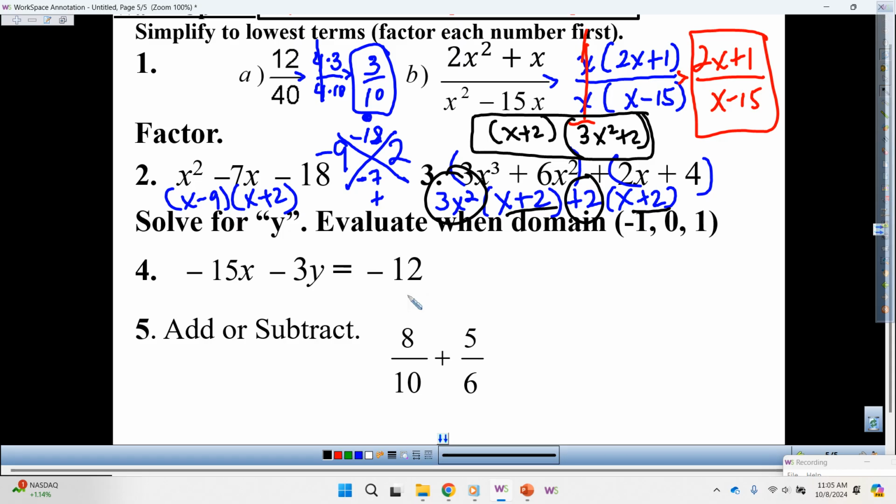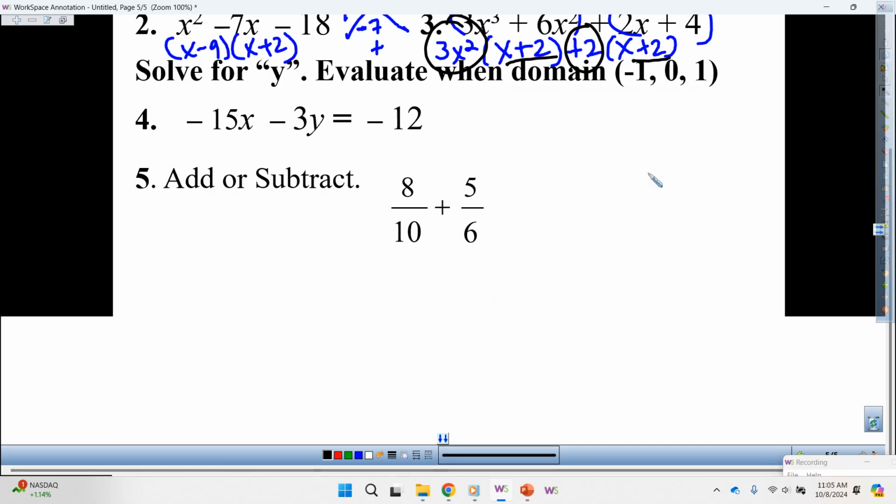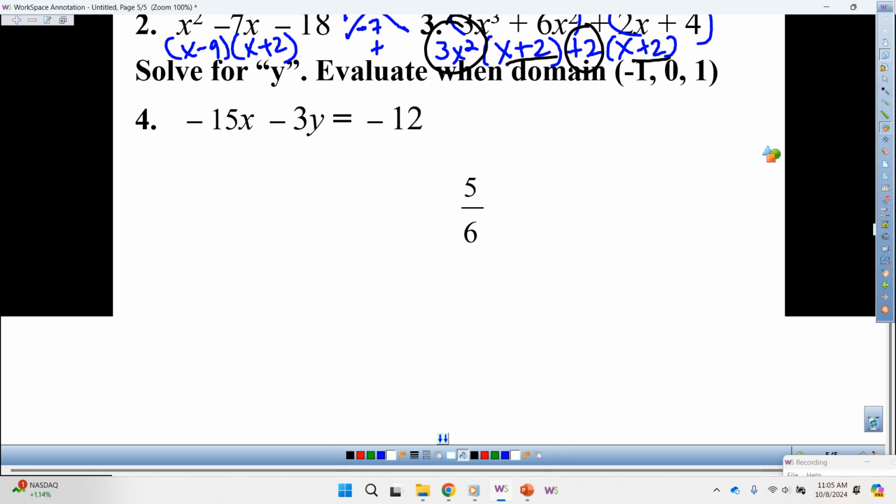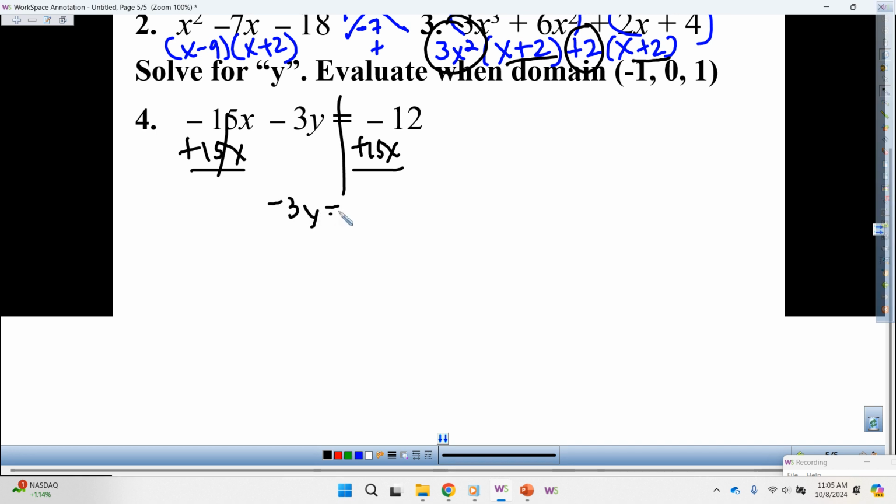All right. Go to number 4. Let me scoot up, make some room here. Here we go, plus 15x, plus 15x, we got negative 3y equals 15x minus 12, then we divide by negative 3, divide by negative 3, y equals negative 5x plus 4.